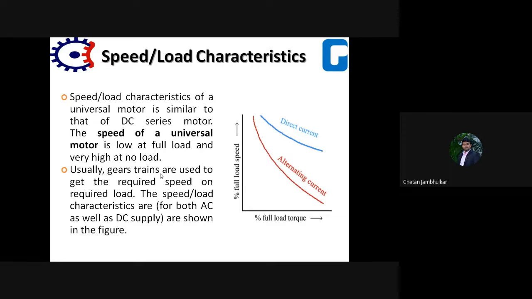The speed of the AC series motor is low at full load and high at no load. So at no load, the speed is very high, and at full load the speed is very low. So usually gear trains are used to get the required speed at the required load. The speed load characteristic is shown in the figure.